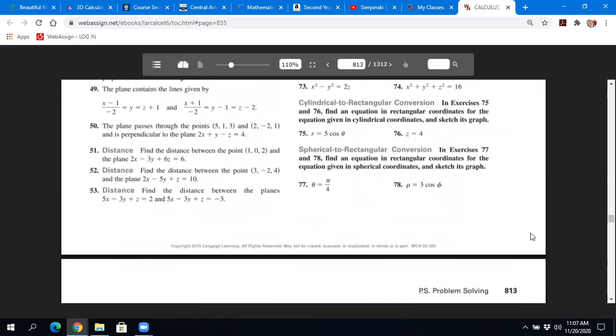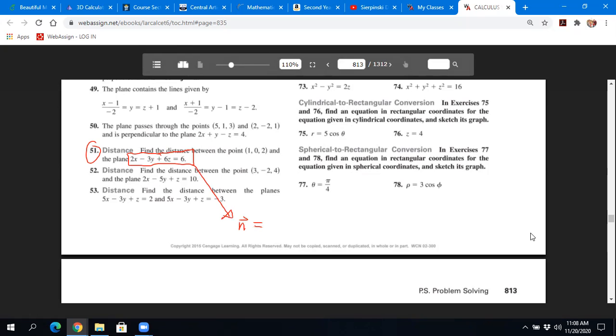Here's some distance ones right here. Okay, so like 51, for instance. Just find the distance. Let's do 51. Okay, so find the distance between the point (1, 0, 2) and that plane right there. Okay, so in this plane, what is the normal vector?